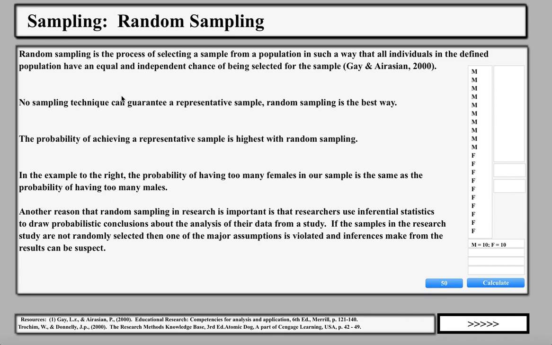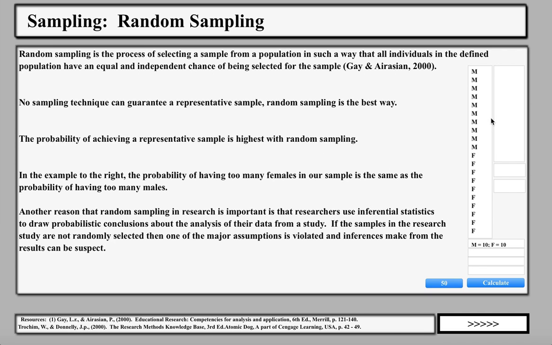This is still random sampling. Random sampling is the process of selecting a sample from a population in such a way that all the individuals in the defined population have an equal and independent chance of being selected for the sample. So that's a key thing about random sampling. Everyone has to have the same probability of being selected. No sampling technique can guarantee a representative sample, but random sampling is the best. The probability of achieving a representative sample is highest with random sampling.